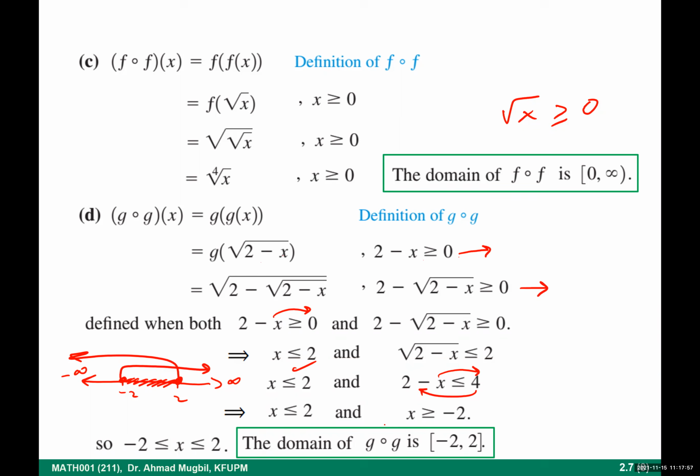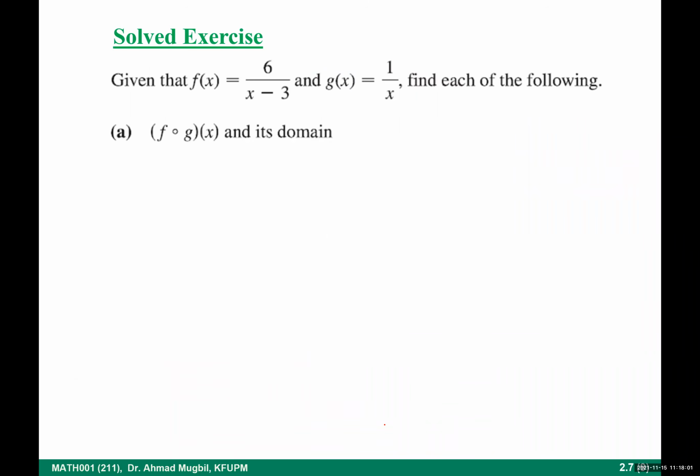Let's take another example to make this more clear. Let's take this one, easy functions. F of x is 6 over x minus 3, and g of x is 1 over x. Now find f composed with g and its domain. What will we do?